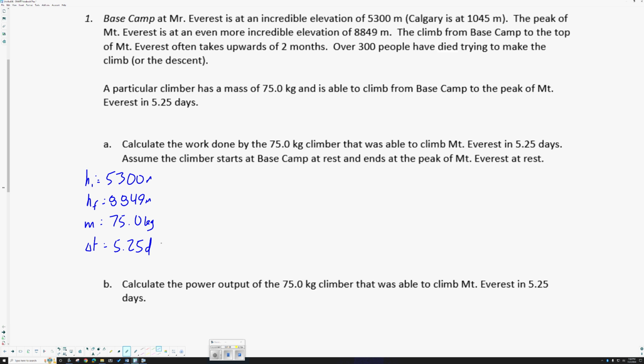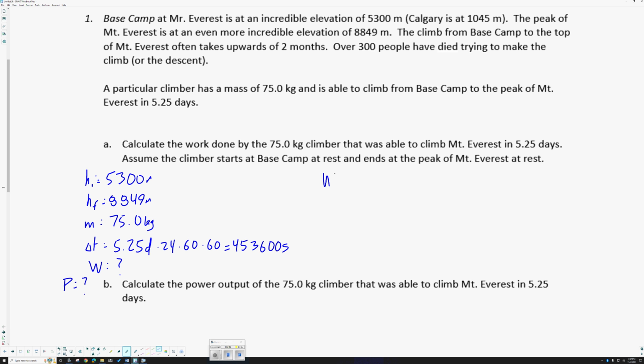Now, there's 24 hours in a day. There's 60 minutes in an hour. There's 60 seconds in a minute. So we're going to multiply 5.25 times 24 times 60 times 60 to get the number of seconds that it took this climber to scale Mount Everest. It gives me 453,600 seconds. We're looking for the work. And of course, in B, we're also looking for the power output here.